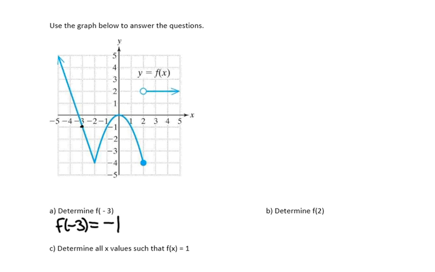Part B is asking for f of 2. But it's really asking me, when the domain is 2, what is the range value? So let's take a look at the graph. X equal to 2, that's this closed circle there. So again, when the domain is 2, what is the range? Well, the range is negative 4.